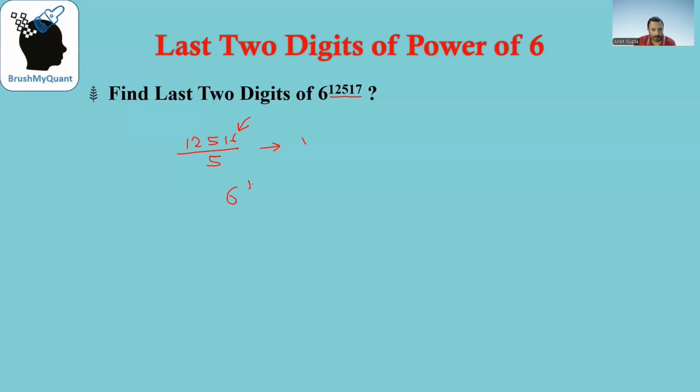That means 6 raised to 12517 will have the same last two digits as the first term in that pattern, right? And the pattern once again was 36, 16, 96, 76, and 56. So this is the first term. So that means 6 raised to 12517 will have the same last two digits as 6 raised to 1 plus 1, because we removed 1 in the starting, and this will be equal to 36.